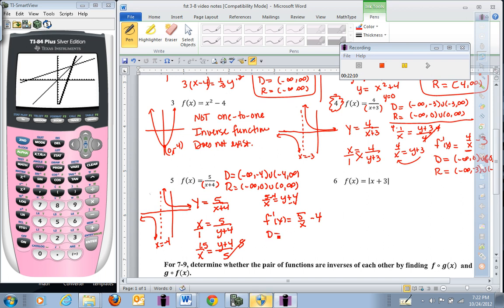Now, the new domain of this is the old range. Obviously, you can't have 0 there. The new range is the old domain.